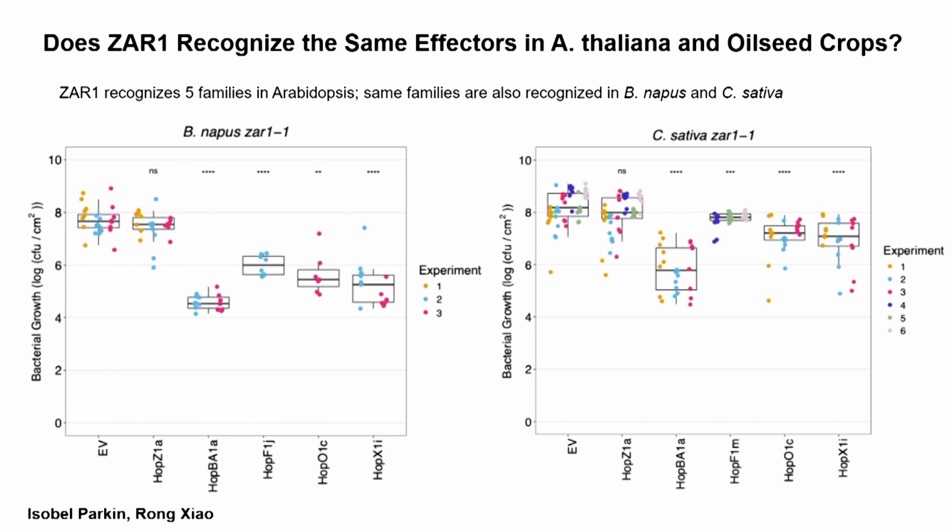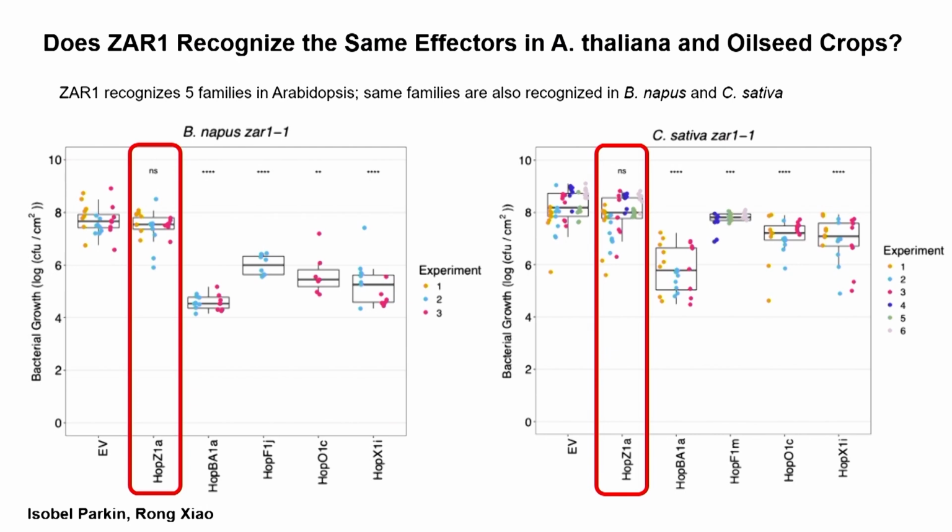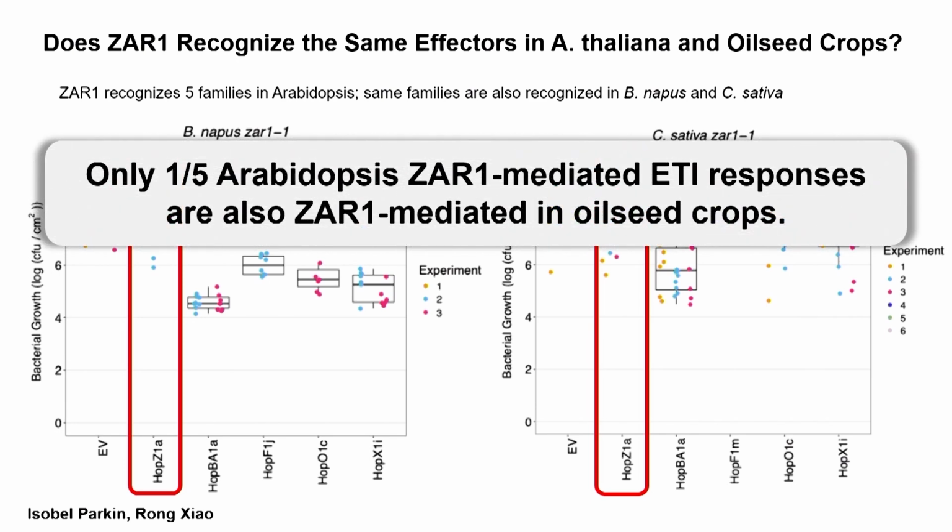So we knocked out ZAR1 in canola and in Camelina, and basically what we found was only one of the 5 immune responses was lost in both of these oilseed crops. These are the 5 immune elicitors that we found in Arabidopsis. Only one of those was lost in each one of these crops. So ZAR1 is only contributing to 1 out of the 5 that were found in Arabidopsis, meaning that only one of the 5 Arabidopsis ZAR1-mediated responses is also ZAR1-mediated in oilseed crops.